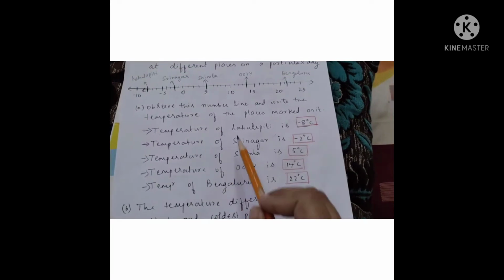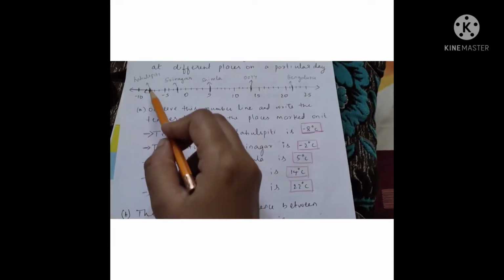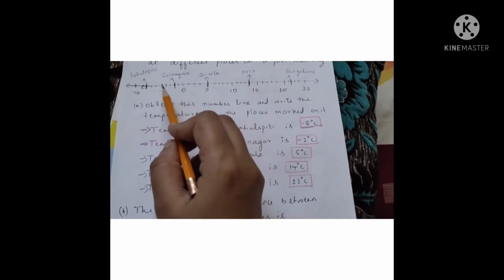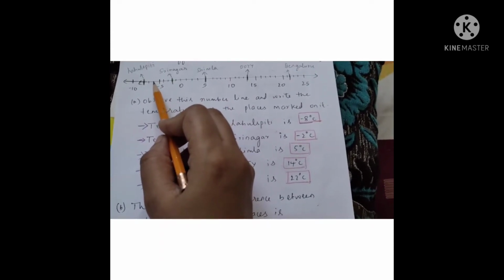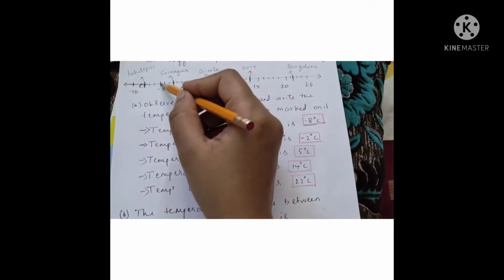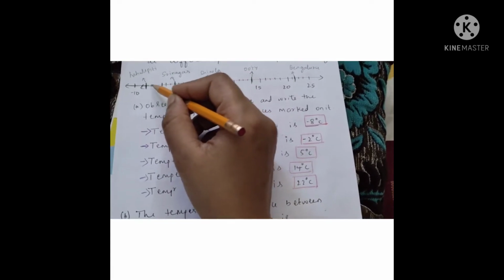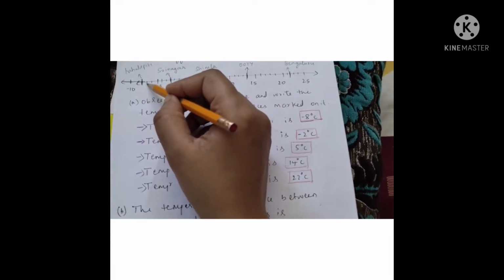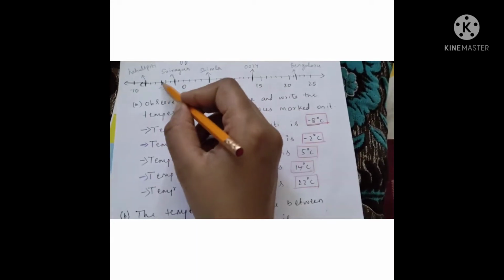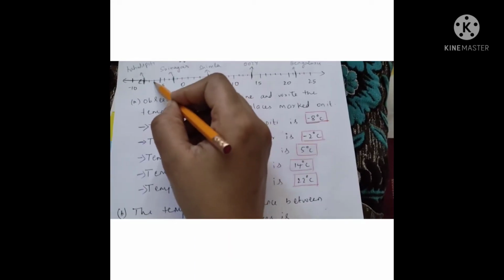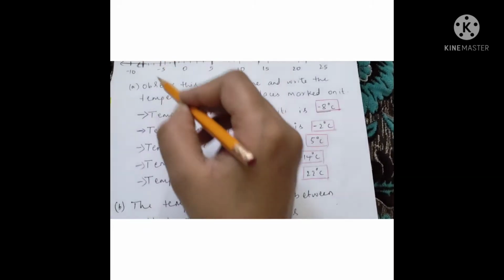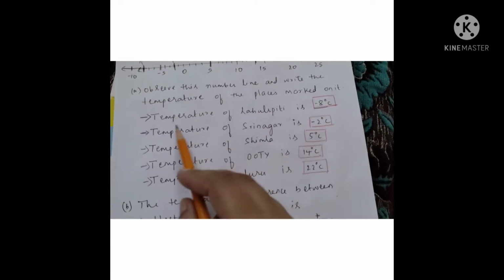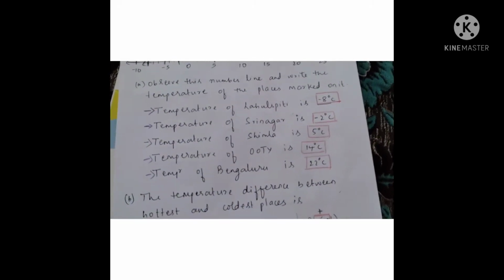Now first is the temperature of Lahul Spiti. Where is Lahul Spiti? It is here. So this is 0 and this is -5. I'll start counting after -5. So this is -6, -7 and -8. So Lahul Spiti is marked -8 degrees centigrade. The temperature of Lahul Spiti is -8 degrees centigrade.